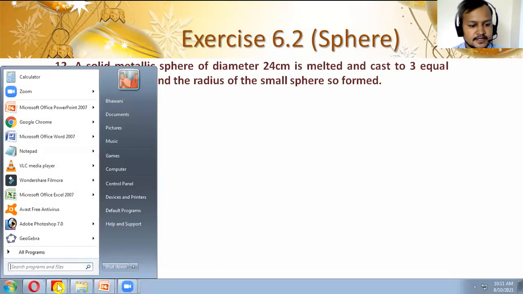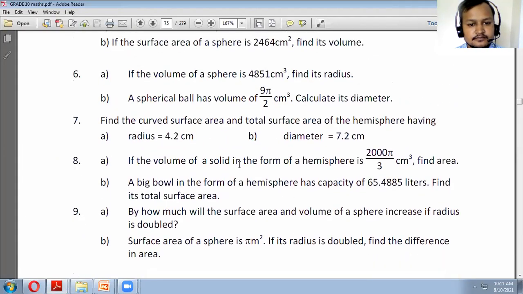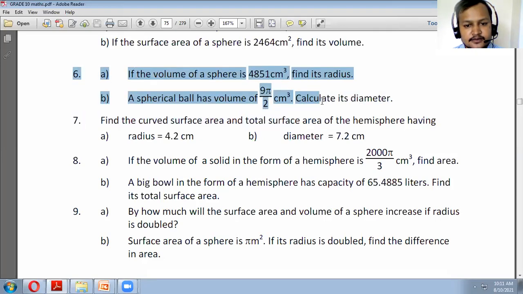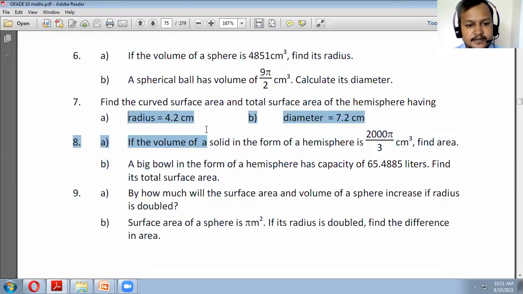But I left some questions here for you. Are you observing another screen? Yes, sir. Today we started from 6A or 6B. 6B, we did this one. And in a similar way, we have to do 6A also. In number 7, curved surface area and total surface area of the following hemisphere, we have to find out. If radius is given and if diameter is given, we know the formula of curved surface area and total surface area of hemisphere. Just you have to use the formula only.